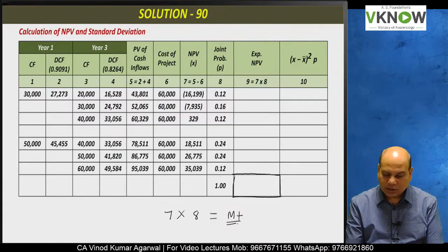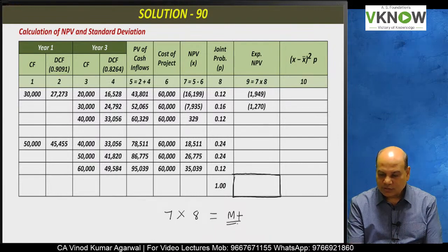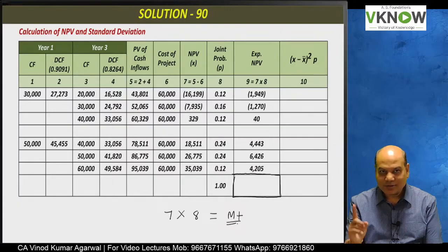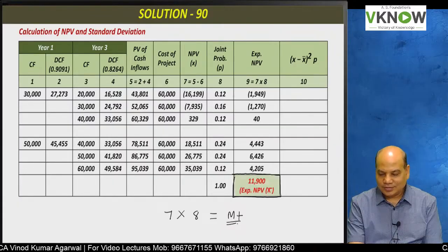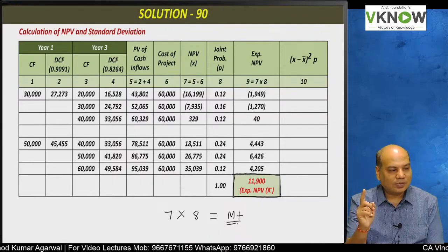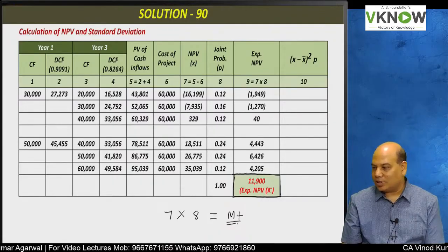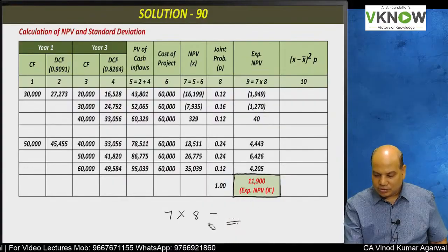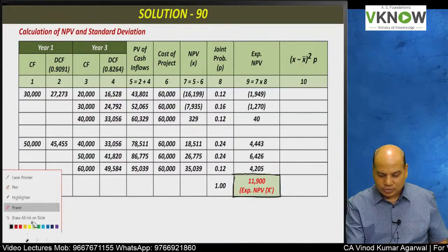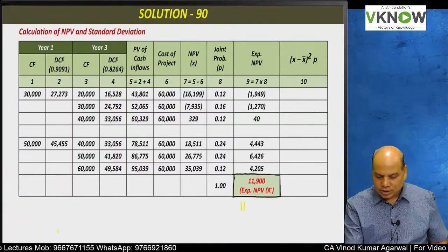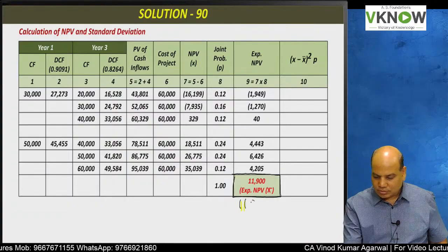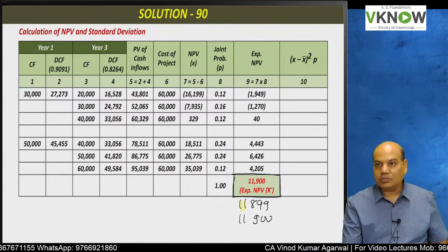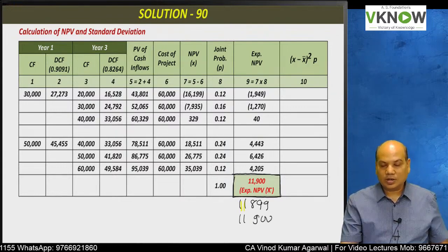Okay, I have got the answer from students now. So please check the answer. Total is approximately 11900. That is expected NPV. One student has replied 11899. Very good. You are also right. So you can have 11899 or 11900. Whichever number you want to write, you can write.